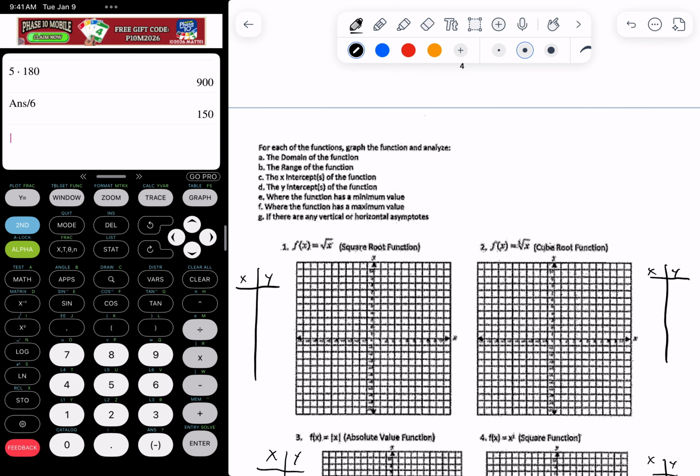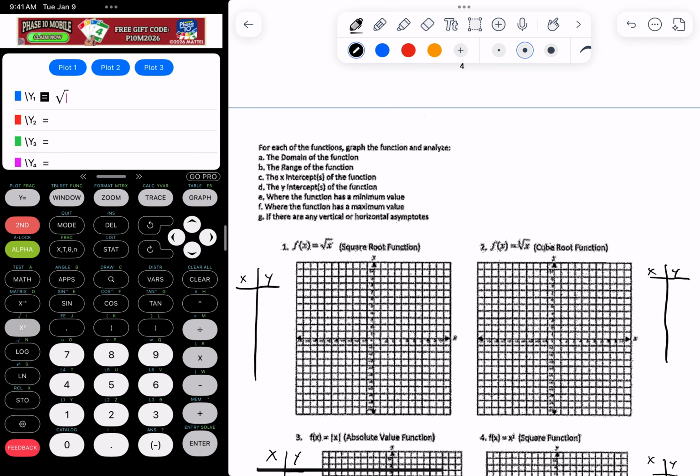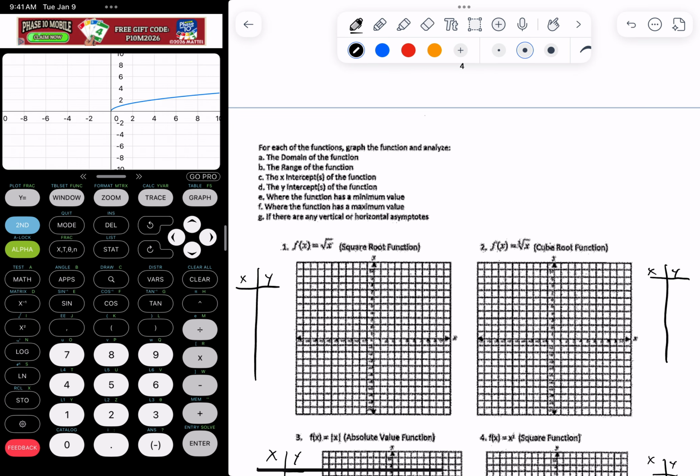Okay, now we're going into domains of functions and trying to find, graph, and analyze these functions. Okay, so a square root function. Basically, we can also go into the y equals on the calculator and see how it works. Now we'll press graph. See, there you go. We have something like that. Awesome. So it will start at 0.